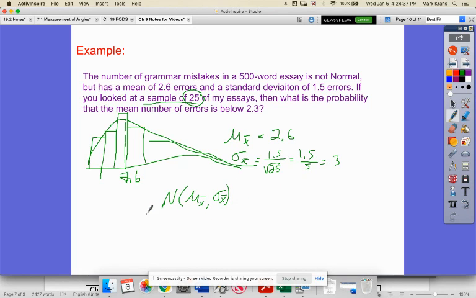And so I can ask, what's the probability that I'm below 2.3? Well, 2.3 is exactly 1 standard deviation below. And if it's normal, we can use the empirical rule. Here's 2.6, here's 2.3. And we know that this is 68%, which puts 34% below the mean, and so this tail would be 16%, the 16th percentile. What's the probability? 16%.